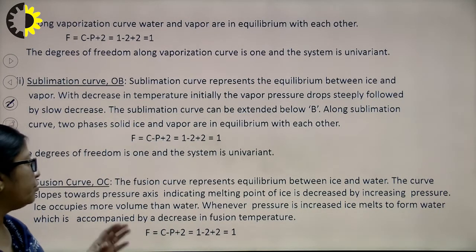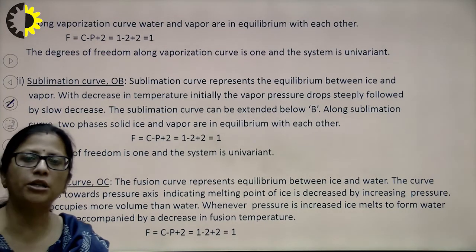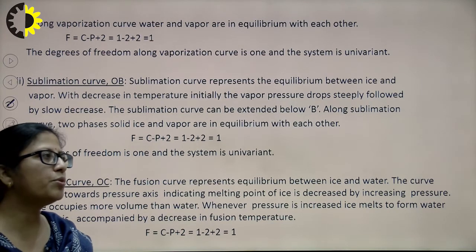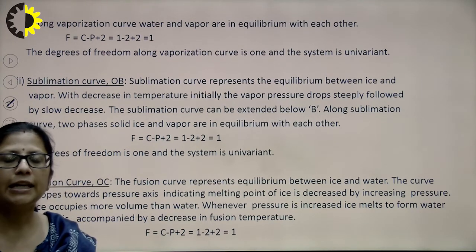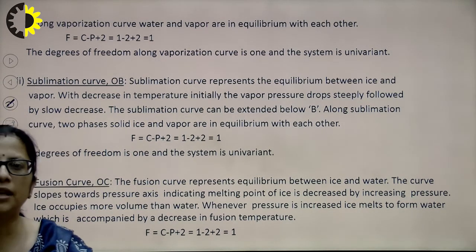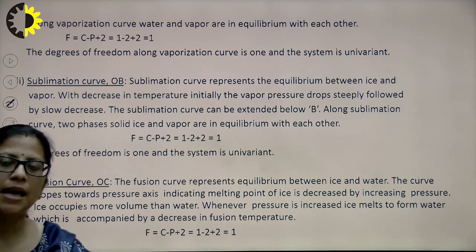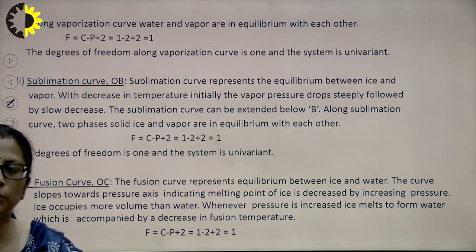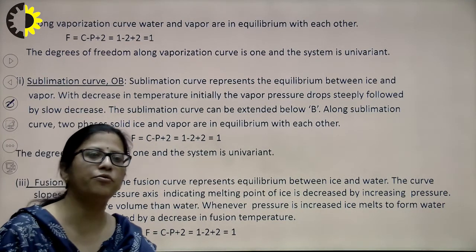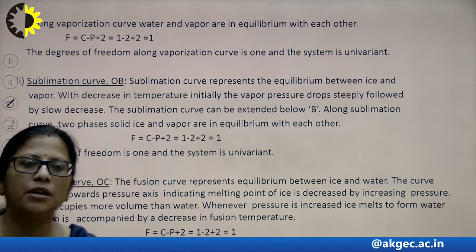Then again the fusion curve. The fusion curve represents ice solid and water liquid in equilibrium, and the curve slopes towards the pressure axis, indicating that the melting point of ice is decreased by increasing the pressure. As I have already discussed, as ice occupies more volume than water, whenever pressure is increased, ice melts to form water, which is accompanied by a decrease in fusion temperature.